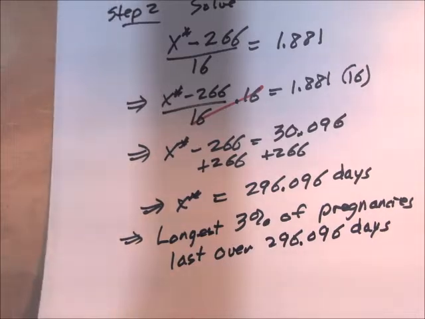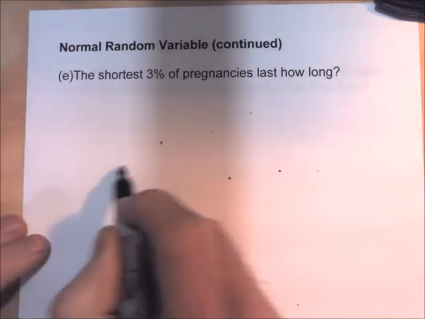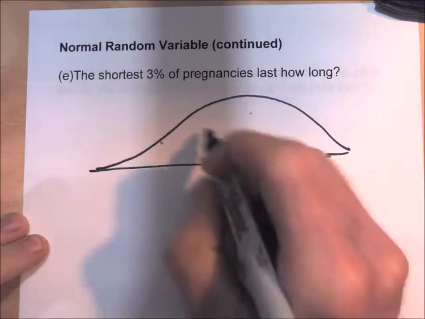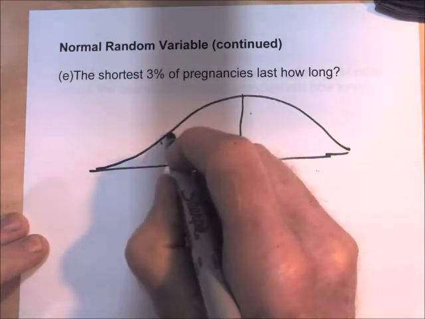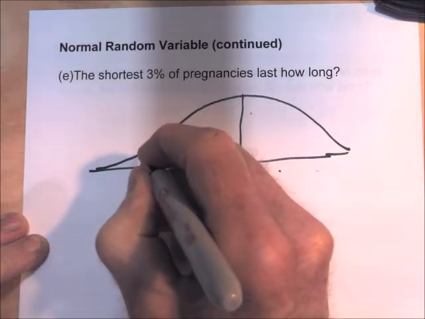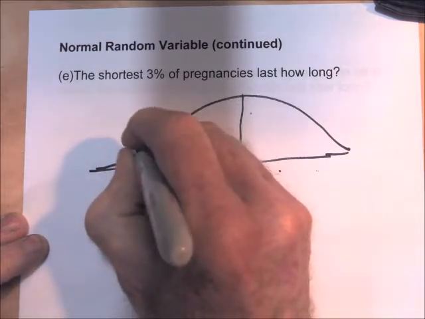So that's that one. The shortest 3% of pregnancies last how long? Okay, so let's make a picture here. Here's 0. Now we have the shortest 3% of pregnancies. So this is going to be 0.03. This is what we want.